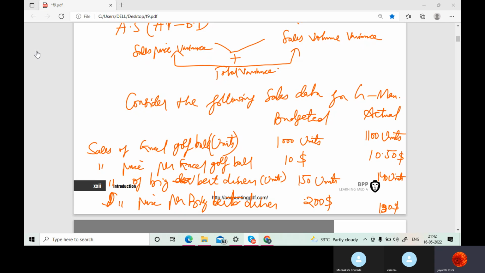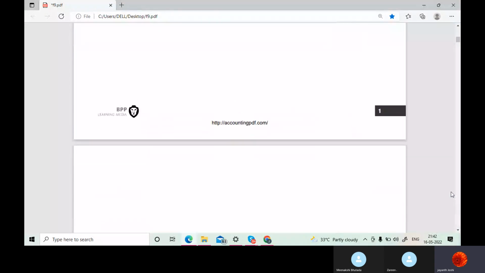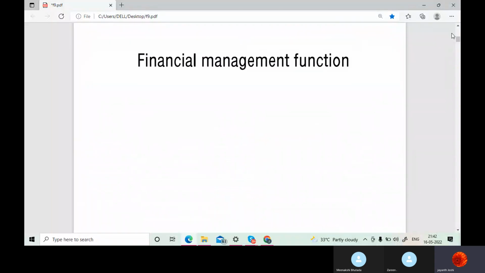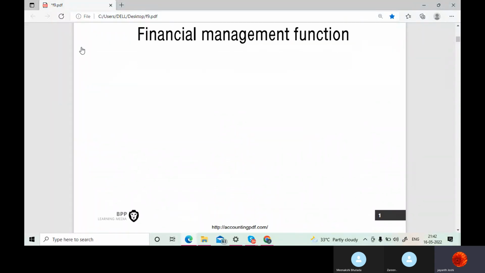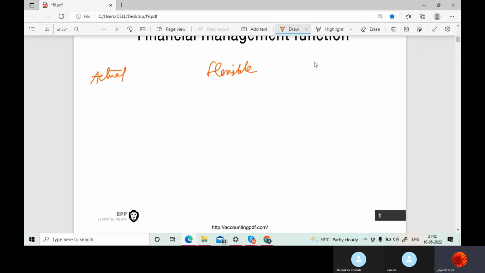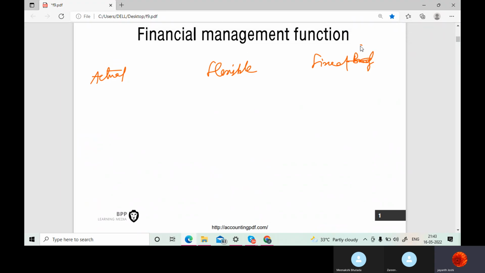So let us solve now how to do this. I'll just put the things here: actual, flexible, fixed budget. So actual things are given to you in the question.